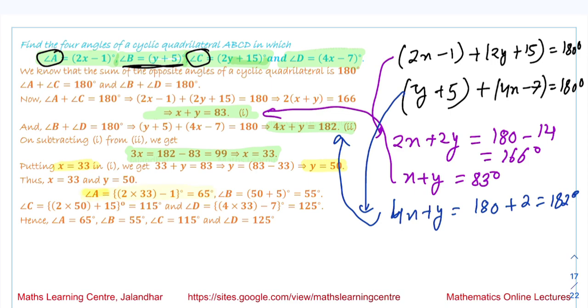So angle A will be 2 times 33 minus 1, that is 65 degrees. Angle B will be 50 plus 5, that is 55 degrees. Angle C will be 2 into 50 plus 15, that is equal to 115 degrees. And angle D will be 4 into 33 minus 7, that is equal to 125 degrees. So these are the required angles.